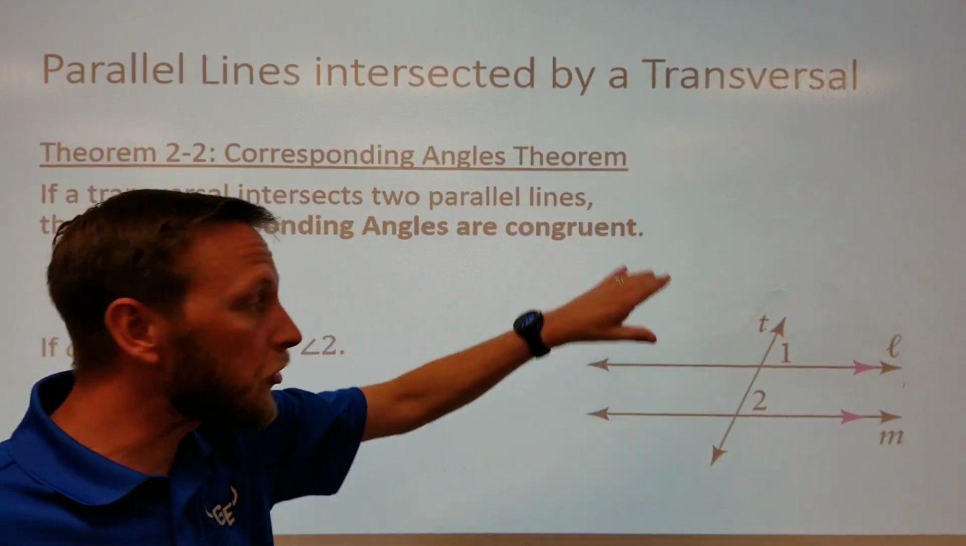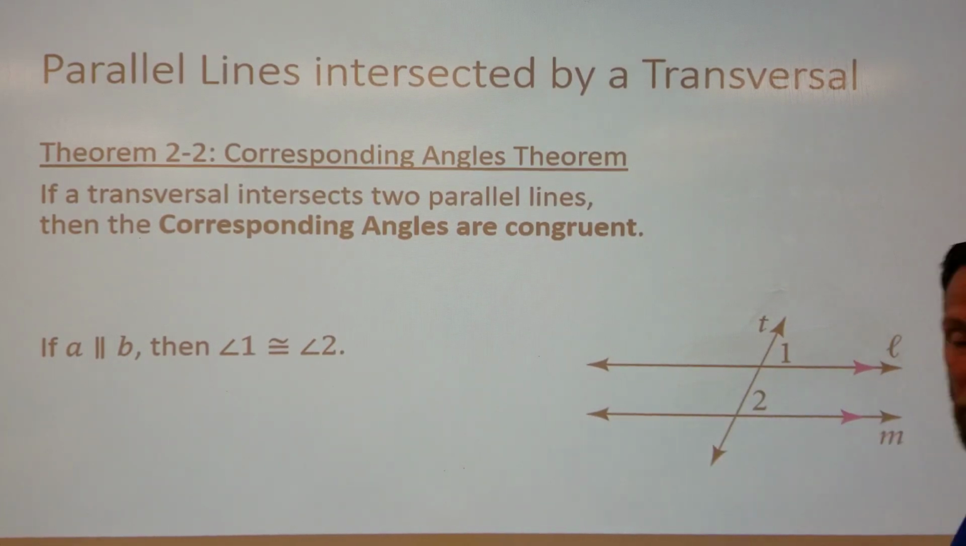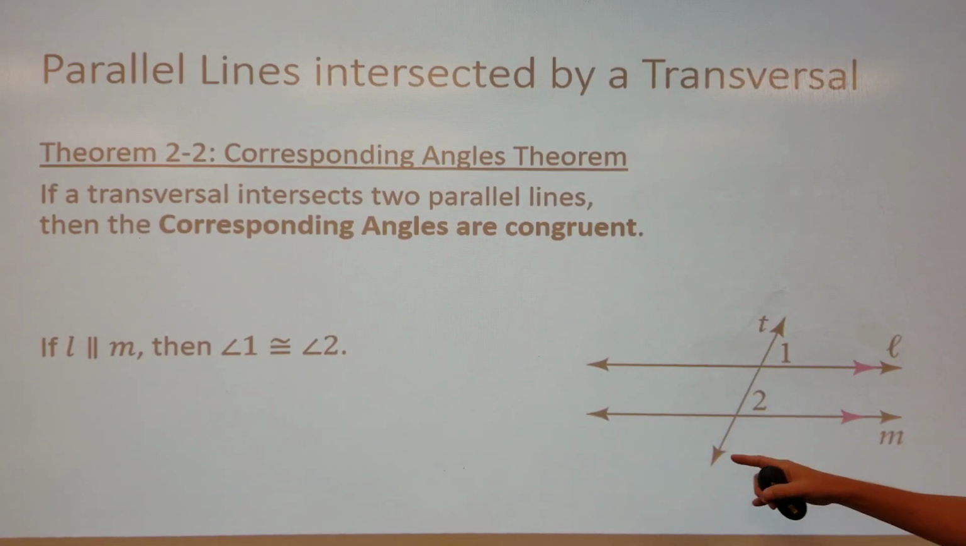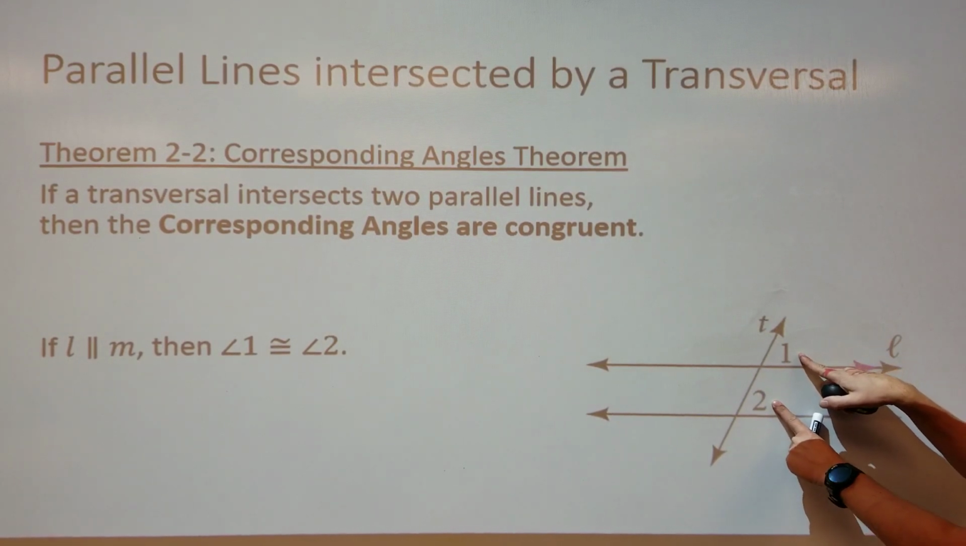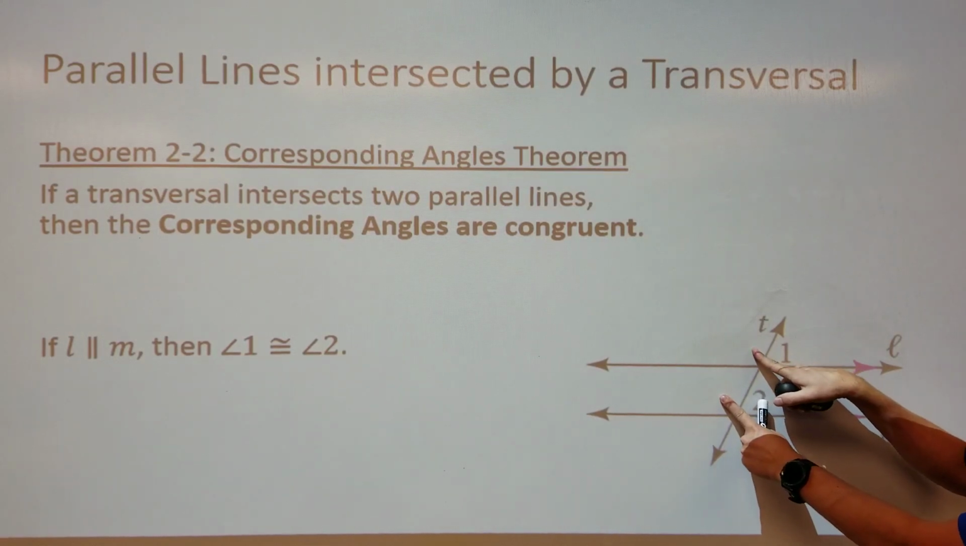The corresponding angles theorem states that if these lines are parallel, oops, I said A and B, that should say L and M. Let me fix that real quick. If L and M are parallel, if we have parallel lines, then those angles are congruent to each other. If line L and line M are parallel, then these corresponding angles are congruent, and these corresponding angles are congruent, and these are congruent too.